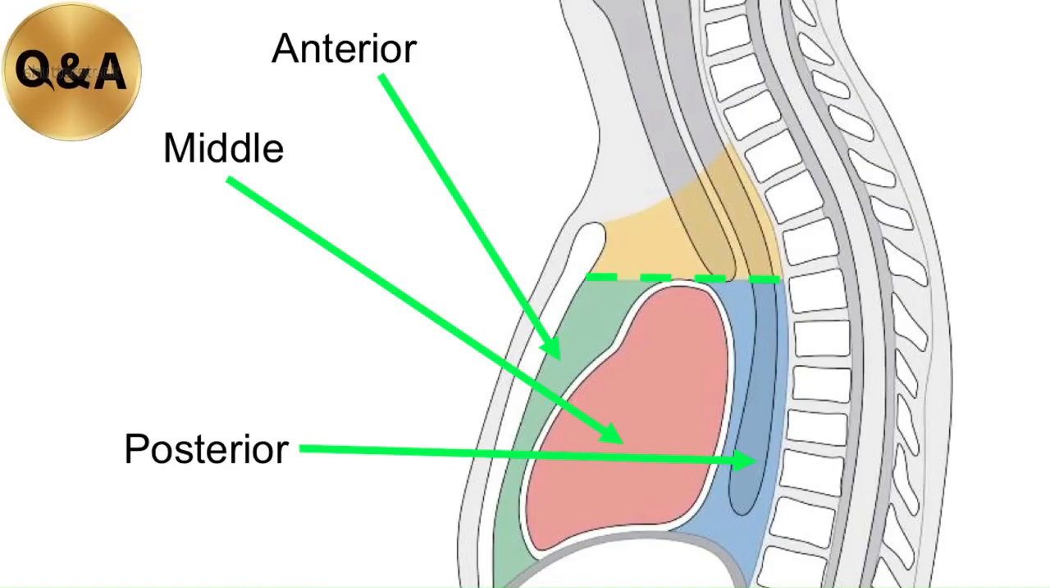We ask ourselves, what is this image? This is a diagram of the upper part of the thorax and the lower part of the neck, showing the different parts of the mediastinum. The horizontal dotted green line indicates the separation of the superior mediastinum and the inferior mediastinum. The inferior mediastinum is divided into anterior, middle, and posterior.